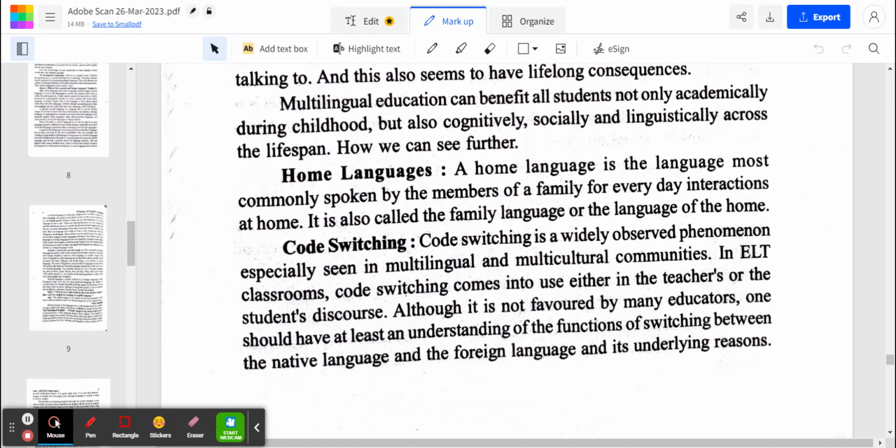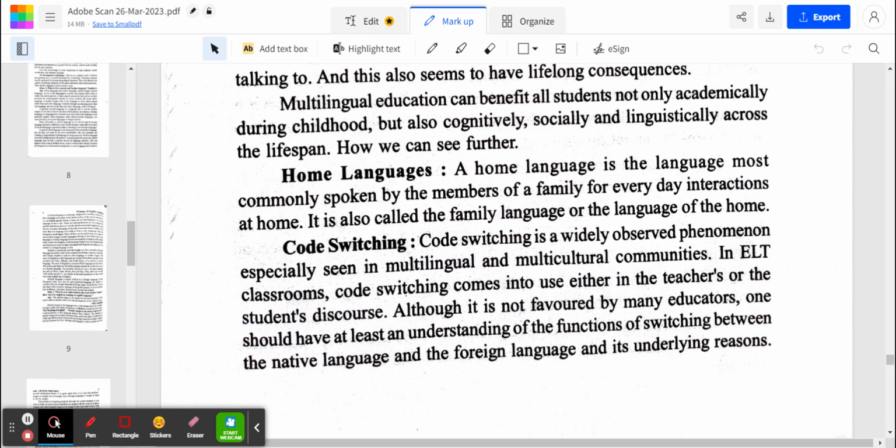Multilingual education can be beneficial to all students, not only academically during childhood, but also cognitively, socially, and linguistically across the lifespan. What is a home language? A home language is the language most commonly spoken by the members of a family for everyday interaction at home. It is called the family language or the language of the home.